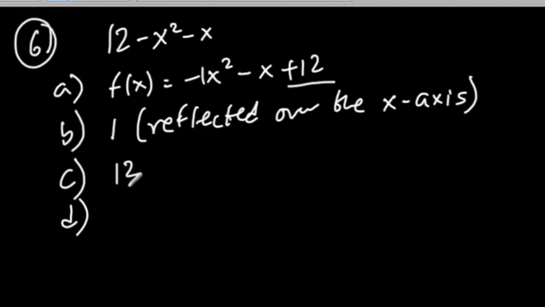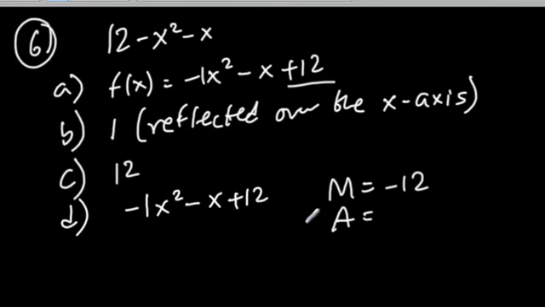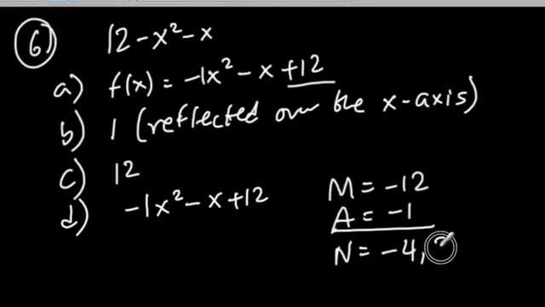D says figure this out in factored form. So it's negative 1 x squared minus x plus 12. In order to factor, we use the man method. So it's negative 1 times 12, which is negative 12. The a term is always the middle term, and this is simply negative 1. So we've got to find two numbers that multiply to negative 12 and add up to negative 1. And these two numbers are negative 4 and 3. Negative 4 times 3 is negative 12. Negative 4 plus 3 is negative 1.